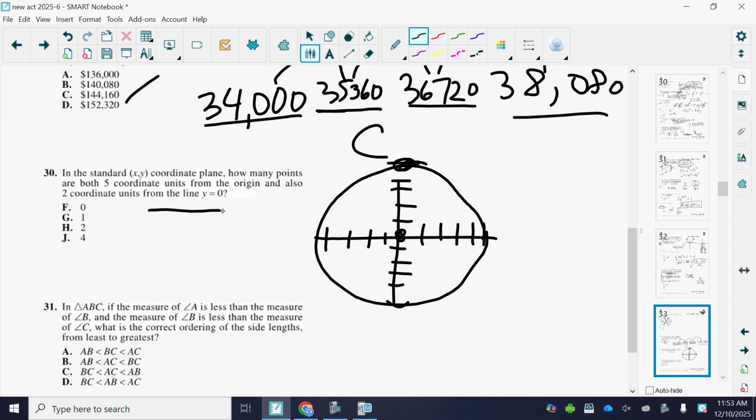Well, y equals 0 is this line, huh? So if you're 2 units away from that line, you've got to be on the circle right here, huh, at 2. So isn't it 4 points?